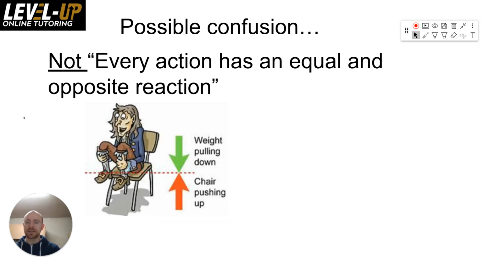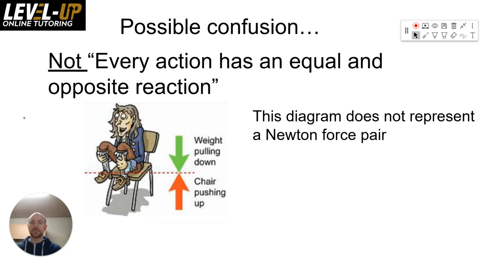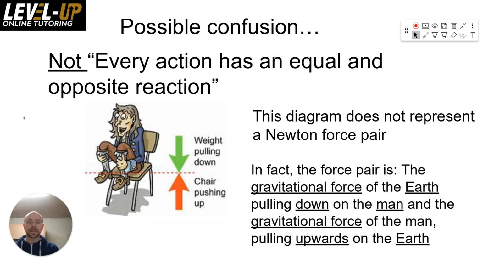As we said, we talked about that book. Here's a man. The chair is pushing up with a reaction force. The weight is pulling downwards. They are different types of force, so they cannot be Newton's third law, even though they are equal in magnitude and opposite in direction. The diagram does not represent a Newton's third law pair. In fact, the force pair is the Earth pulling down on the man with a gravitational force, and the man pulling up on the Earth with a gravitational force pulling upwards.